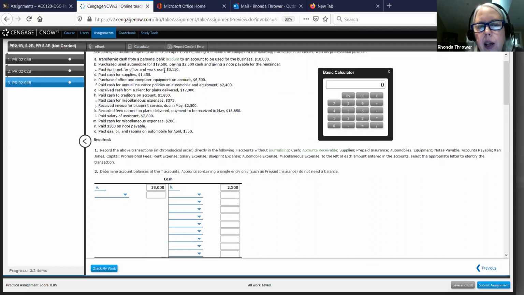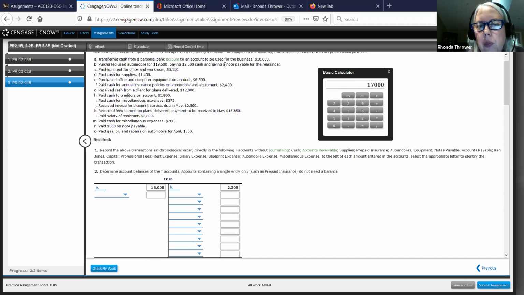We bought the asset at a cost of $19,500. I'm going to subtract out the cash that was paid down of $2,500, and what that tells me is that I still owe $17,000. Notice in the B transaction, it says that you gave a note payable for the remainder. The note payable is a liability. Because we owe $17,000, our liabilities have increased.